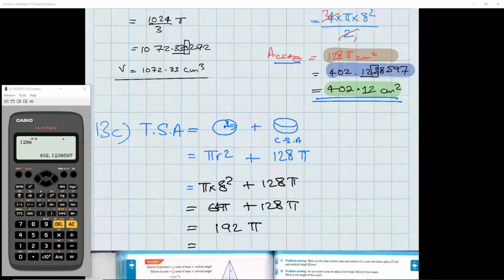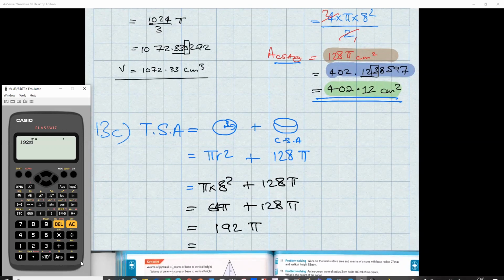Lovely. And now, everybody on the calculator, please quickly give me your conversion of 192 pi to an answer which is 2 decimal places. 192 shift pi, equal. No, I'm not pressing equal yet.